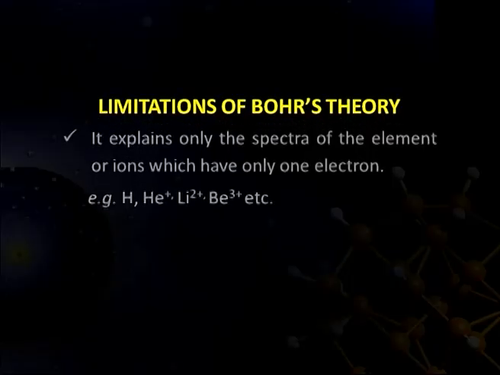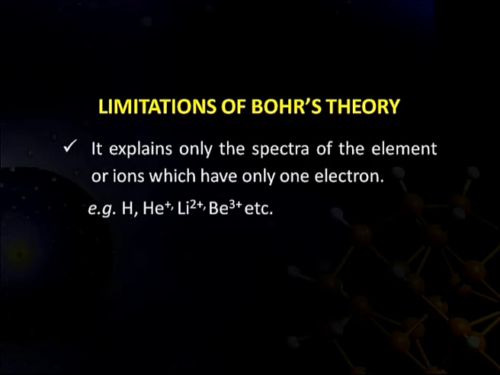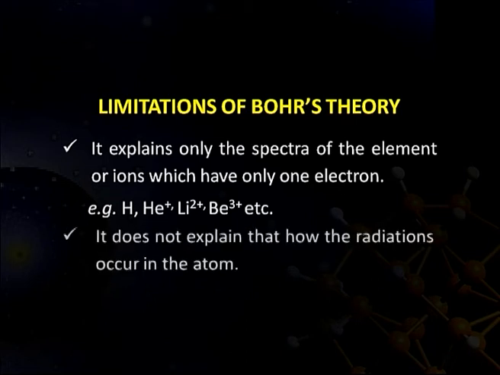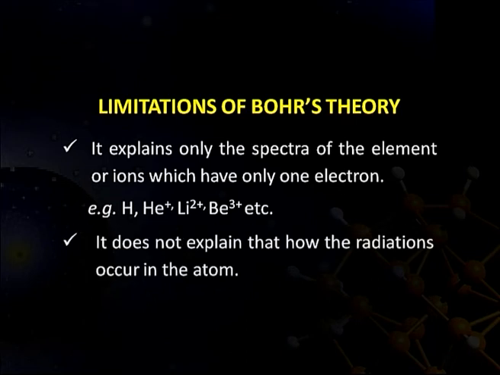Although there are many facts in favor of Bohr's theory, it still had certain shortcomings or limitations, which are: it explains only the spectra of elements or ions which have only one electron, for example hydrogen, helium cation, lithium divalent cation, beryllium trivalent cation, etc. It does not explain how the radiations occur in the atom.